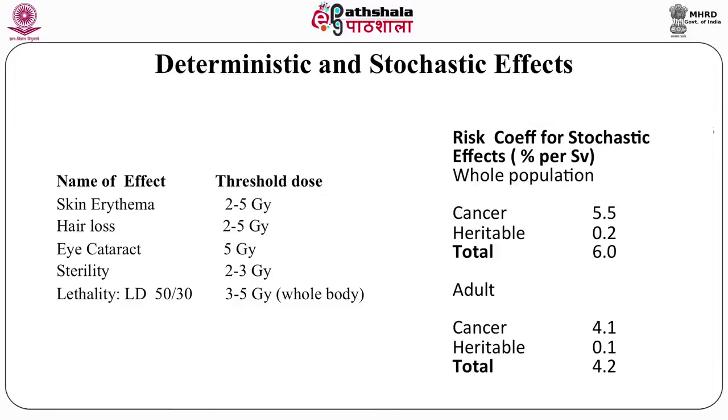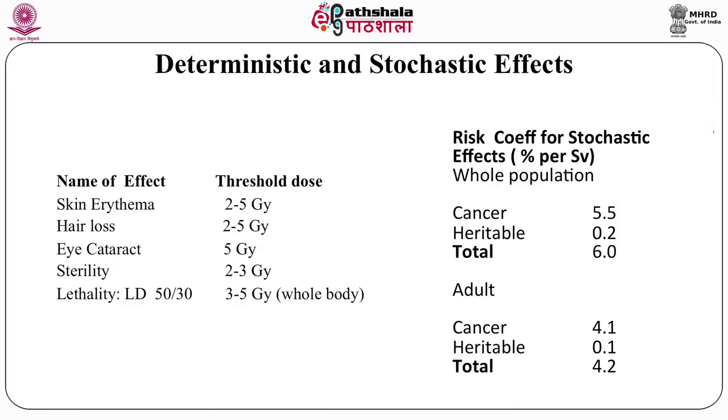These deterministic effects are also termed tissue reactions. Just to give you an example of some deterministic effects, skin erythema is a deterministic effect, and the threshold dose is between 2 to 5 gray. So this effect will not be seen unless the patient receives 2 to 5 gray of radiation. Similarly, hair loss cannot be seen below a dose of 2 to 5 gray. Cataract cannot be seen below 5 gray. Temporary sterility in humans cannot be seen below a dose of 2 to 3 gray. And LD 50/30, that means 50% lethality in 30 days to the whole body of a human being, will not occur below a dose of 3 to 5 gray.